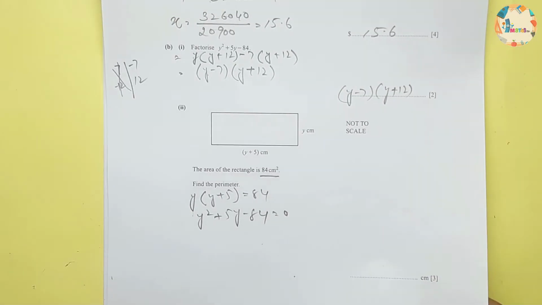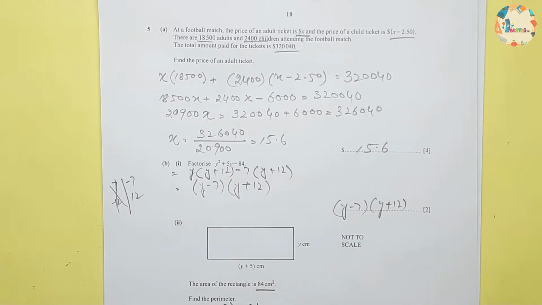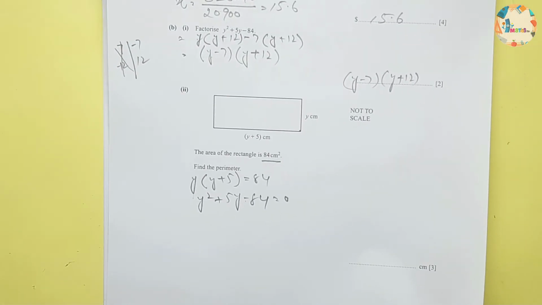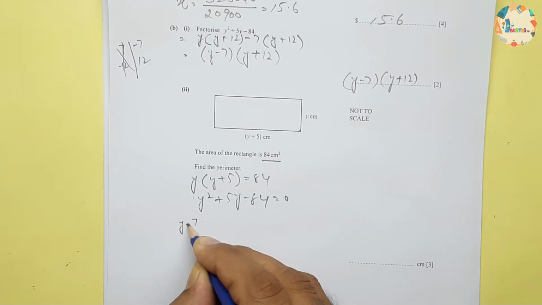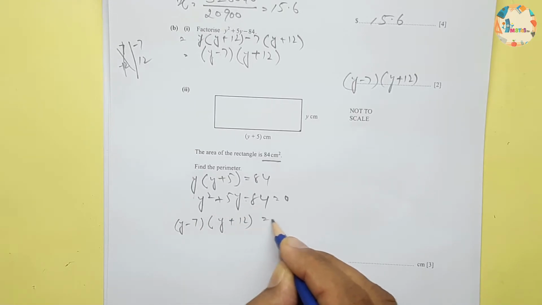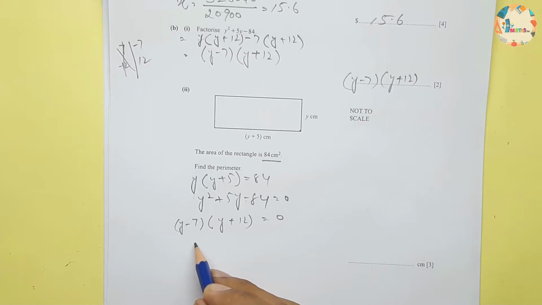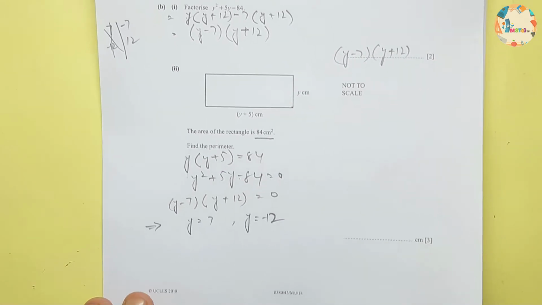If you see, this is the same equation as we have just solved over here, and we can use those factorizations here. So we can write y minus 7 and y plus 12 as the factorization of this one equal to 0. So this implies y is equal to 7 and y is equal to minus 12. We will not take minus 12 because the length cannot be negative.